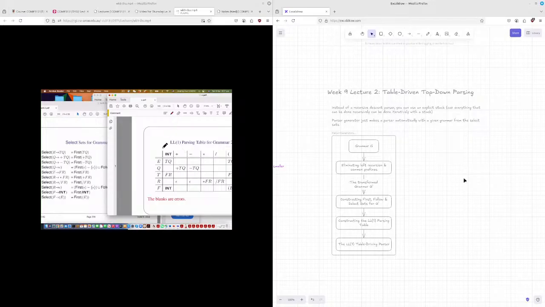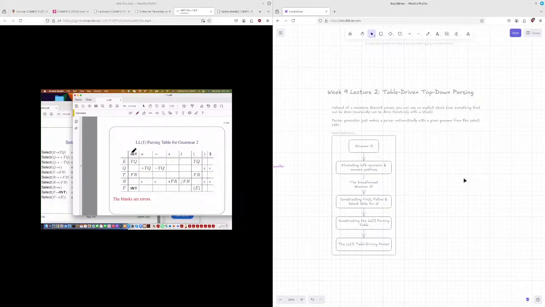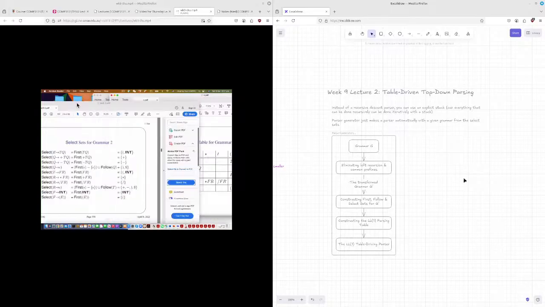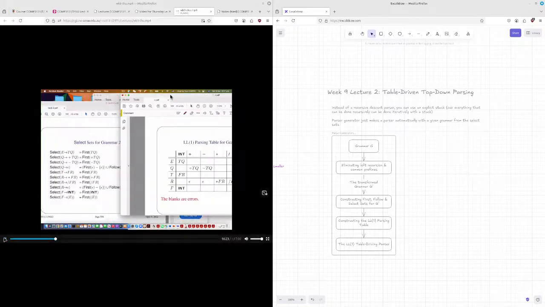Here we see a two-dimensional table. On the left-hand side, for each row, you write down all the non-terminals. We only have five: E, Q, T, R, F. And across the columns, on the very top, you write down all the tokens. We only have this many, and that includes the dollar, the end of file. Then you just fill in the table. How do you do that?